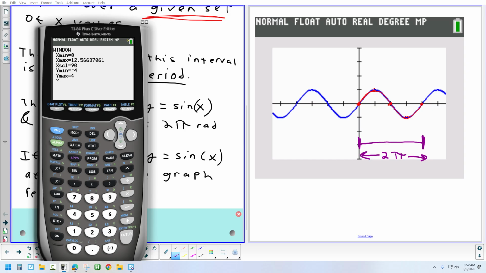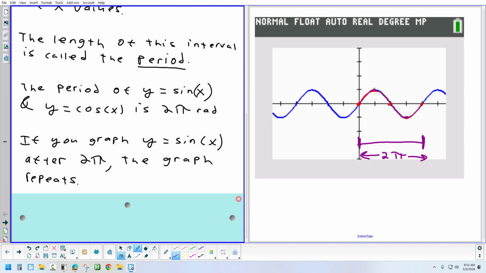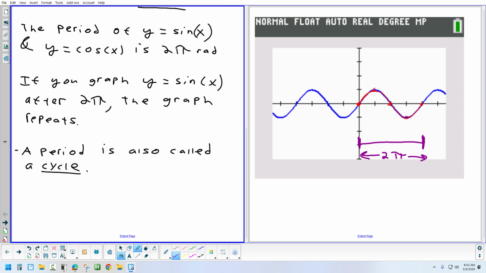So if you wanted to set this at negative 2 pi, now you're looking at 1 cycle to the left, and now you're looking at 2 cycles to the right of the y-axis. So that graph right there, that is 3 full cycles of the sine function. And I've already been using that word with you, cycle. 1 period of the graph, 1 cycle of the graph, same thing.